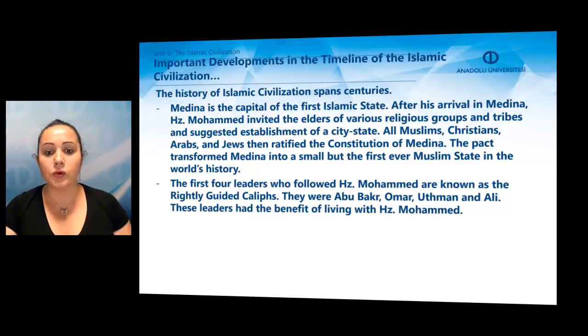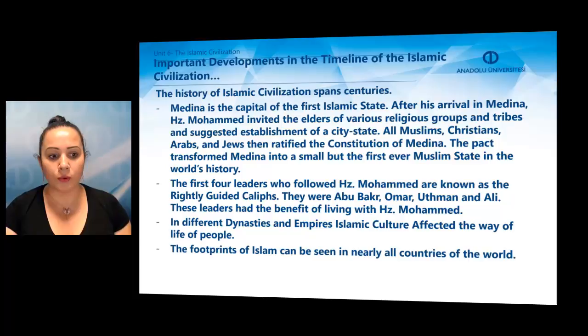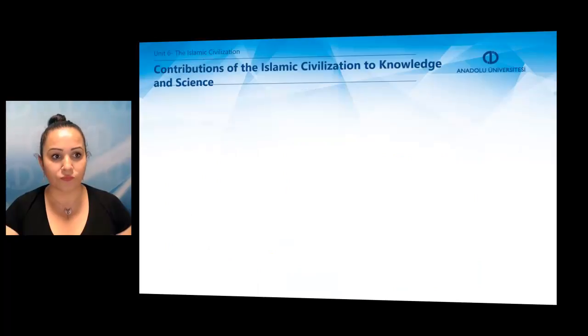The first four leaders who followed Hazrat Muhammad are known as the rightly guided caliphs. They were Abu Bakr, Umar, Uthman, and Ali. These leaders had the benefit of living with Hazrat Muhammad. In different dynasties and empires, Islamic culture affected the way of life of people. The footprints of Islam can be seen in nearly all countries in the world. And lastly, from the very early Umayyad dynasty in the 7th century to the Ottoman Empire in the 20th century, the Islamic lifestyle improved the lives of people.